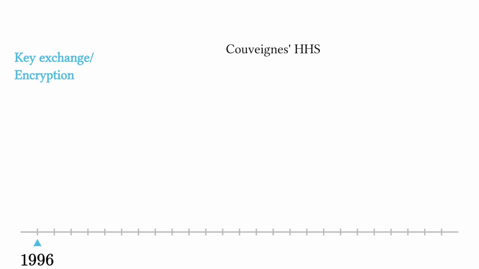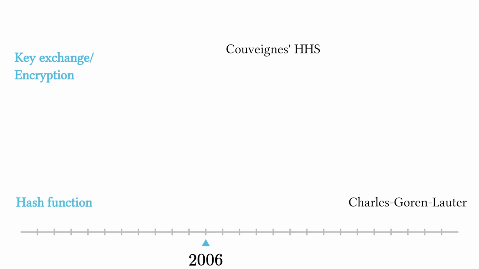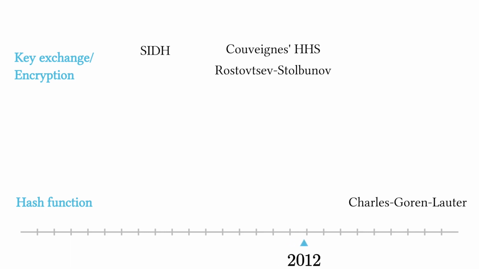CSIDH is a direct descendant of the very first isogeny-based schemes, the family of schemes based on the hard homogeneous spaces framework of Couveignes. Couveignes' work was not published at the time, and it's only 10 years later that isogeny-based cryptography really took up. First, Charles, Goren and Lauter introduced supersingular isogeny graphs in cryptography to construct collision-resistant hash functions. Then, Rostovtsev and Stolbunov rediscovered Couveignes' scheme and were the first to suggest that it may be quantum safe. The SIDH key exchange only came some years later as a sort of mashup of the ideas of Couveignes, Rostovtsev and Stolbunov on one hand and of Charles, Goren and Lauter on the other hand.